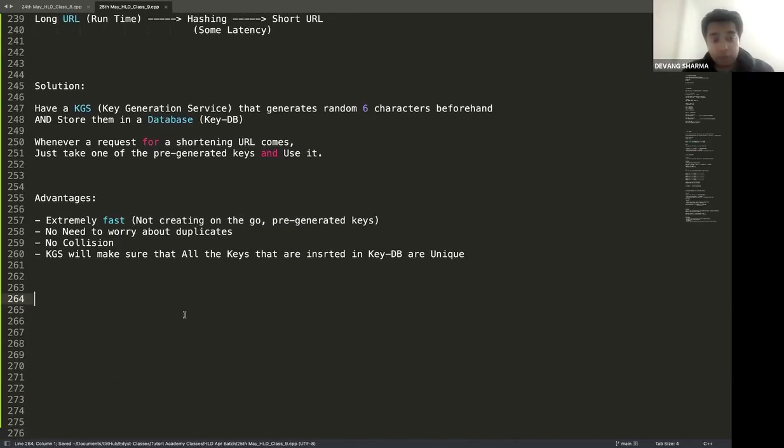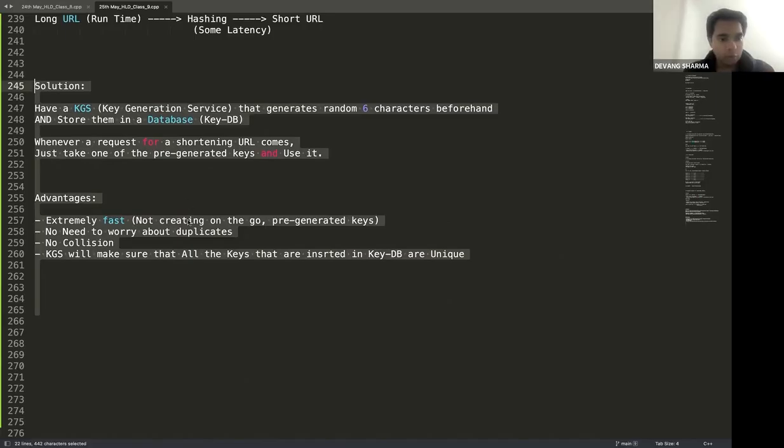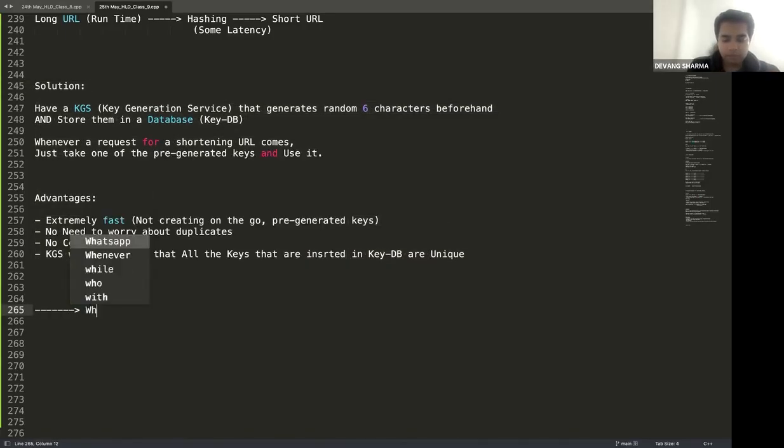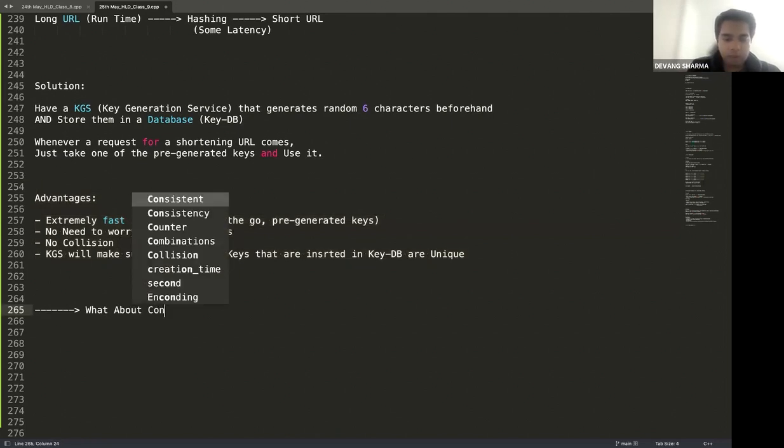Now, this solution looks good on the overview part. Let's deep dive into it and see if there are any possible caveats that we need to talk about. First thing first, it did solve a lot of problems for sure. The problems that we encountered with hashing, it has solved the majority of them. But what about concurrency?